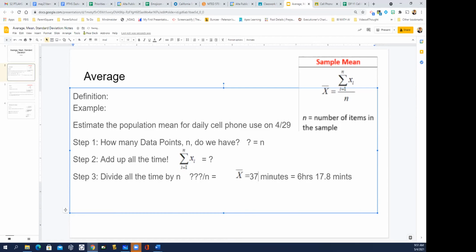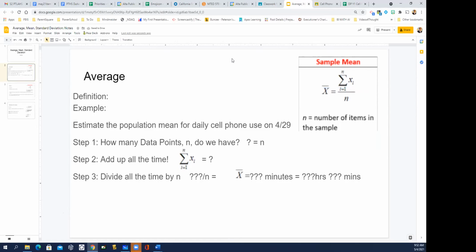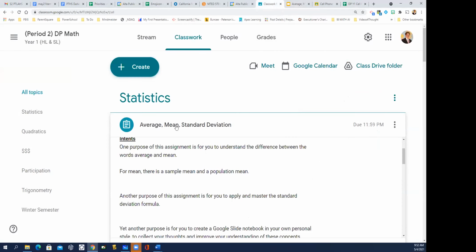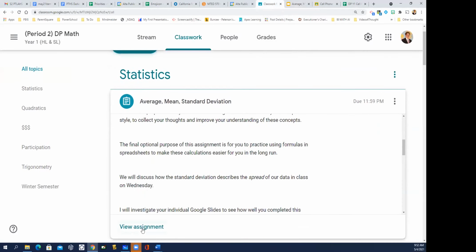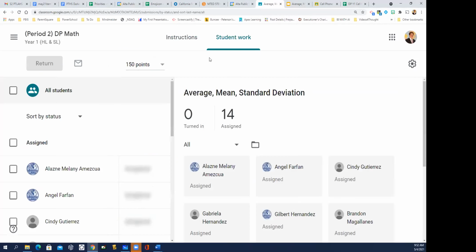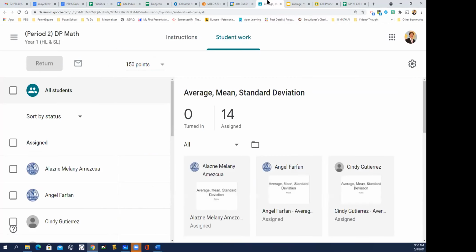X bar equals how many minutes? Min. You change your notes. You guys all had a copy, ladies and gentlemen. In this assignment, you get a copy of this, but with all the errors on it. So make sure you change it.